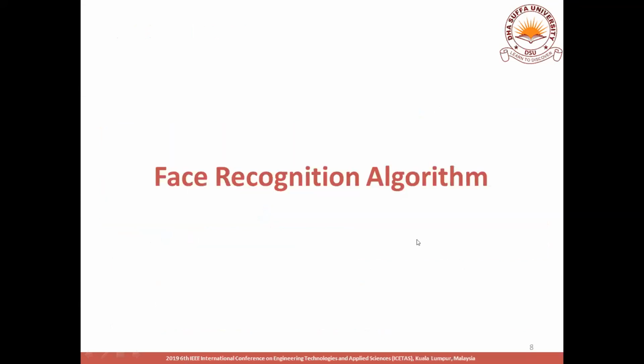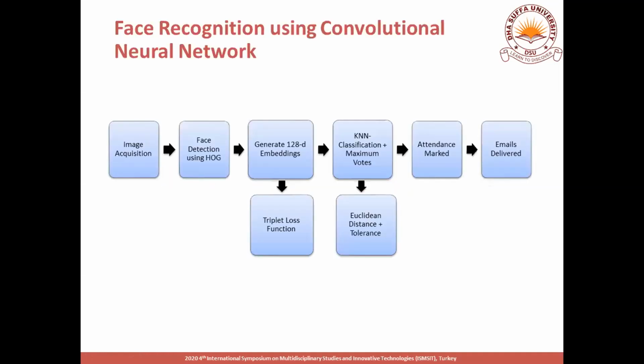Now moving on to the face recognition algorithm, I'll quickly go through the workflow. We have used a convolutional neural network for the face recognition algorithm. Firstly, you acquire a face image. After acquisition, we perform face detection using HOG, or histogram of oriented gradients, on the image. This allows us to extract the face images out of the entire image, that is, create a bounding box around the face.